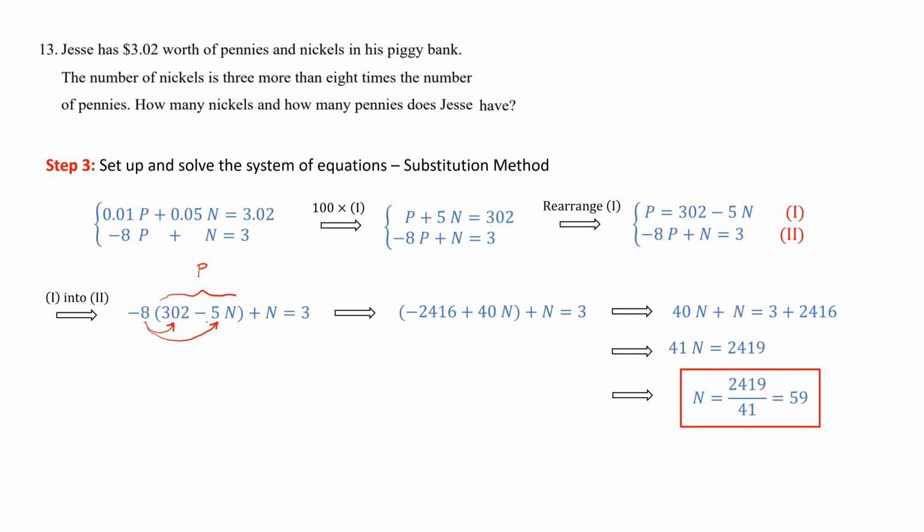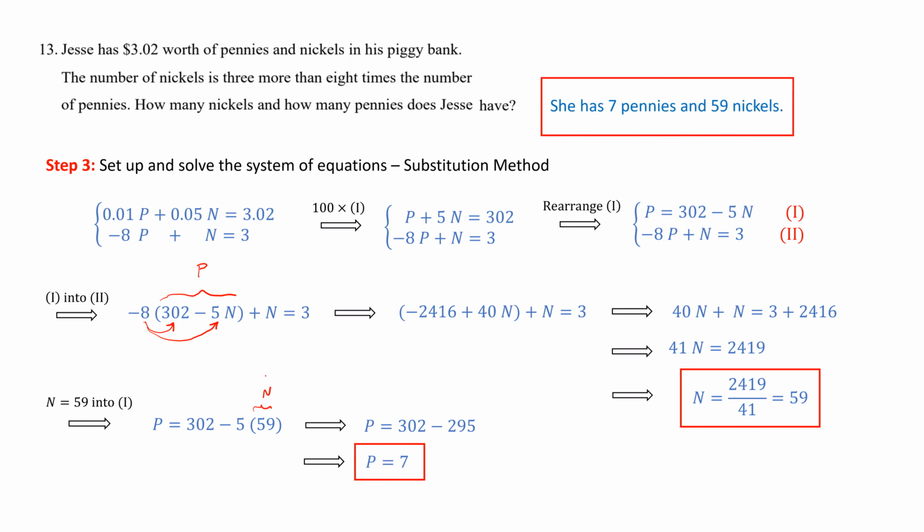Once we've determined the number of nickels, we can substitute the number into the first equation and find the number of pennies. So our first equation will be P equals 302 minus 5 times 59. We multiply negative 5 by 59 and we'll get P equals 302 minus 295. We find the difference and we'll get P to be equal to 7. This person has 7 pennies and 59 nickels.